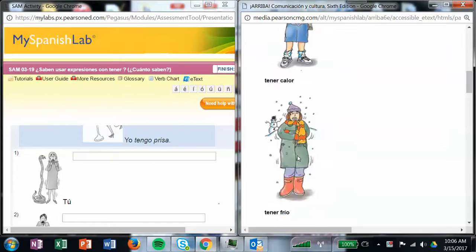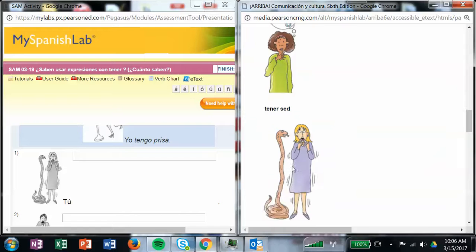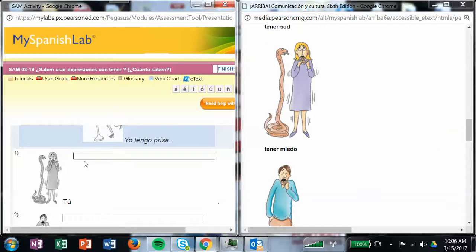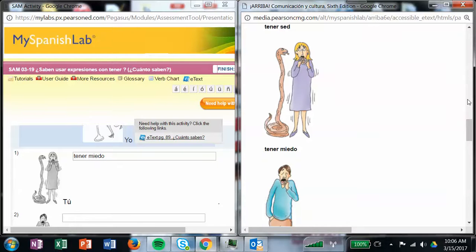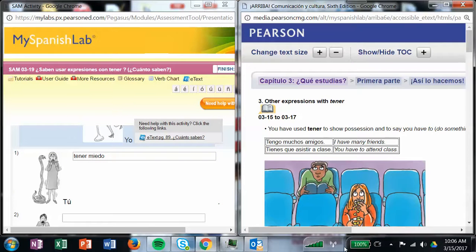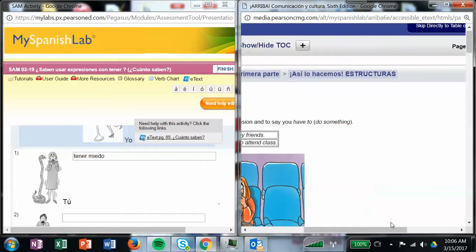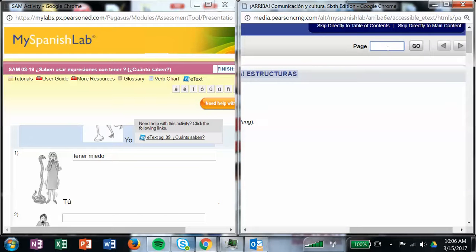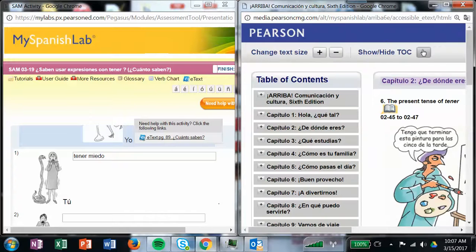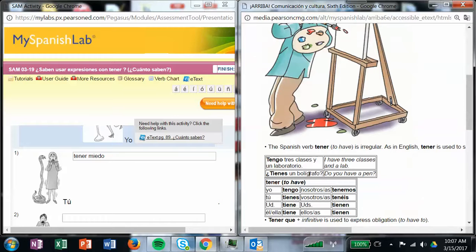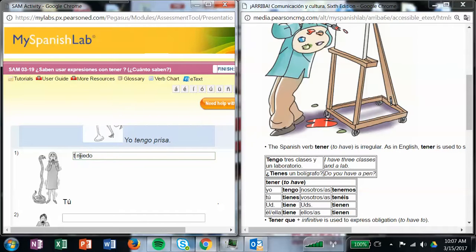If you scroll down here, you'll see that to be afraid is tener miedo. So you would write tener miedo, but then you can't use tener miedo as is because you need to conjugate it for the subject. So then you would go back to page 67, and on page 67, you're going to see how to conjugate your tener. If your subject is tú, the spelling of tener should be tienes.